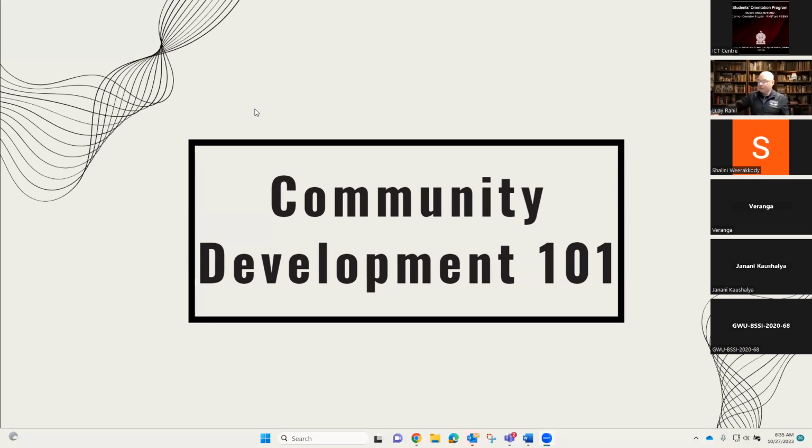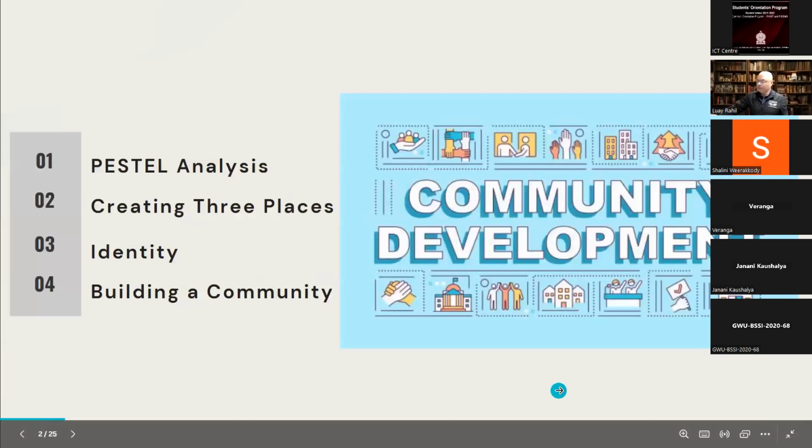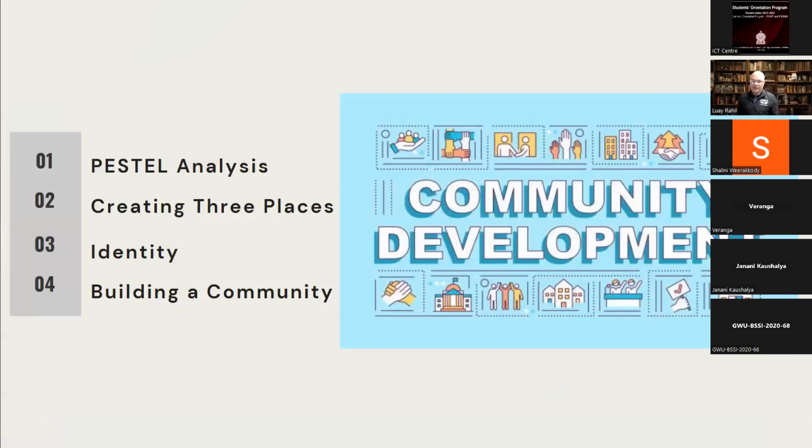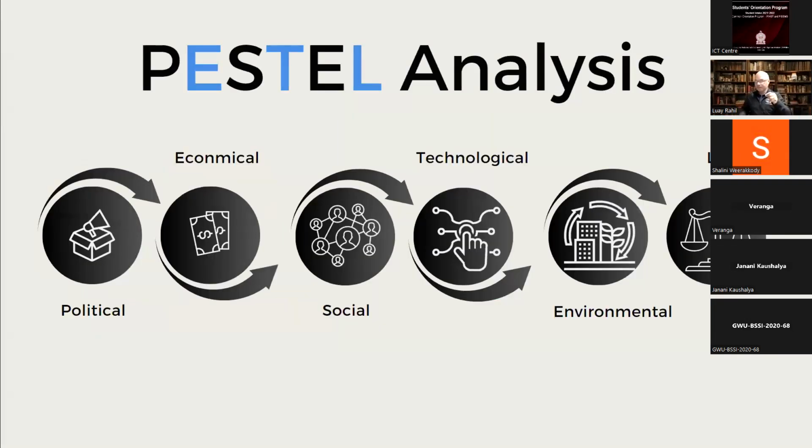Before we build a community, we do something called the PESTEL analysis, and I'm going to show you how to do that. Then we talk about how we can create 3 places in the community, and then we form identity. At the end of it, that's when we build a community. So building a community comes number 4 on our list when we try to build a healthy community.